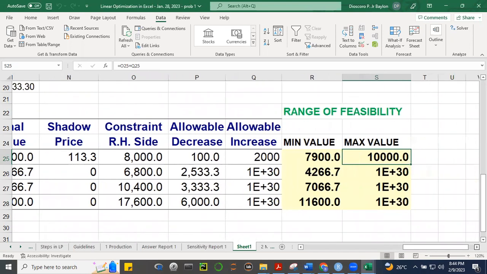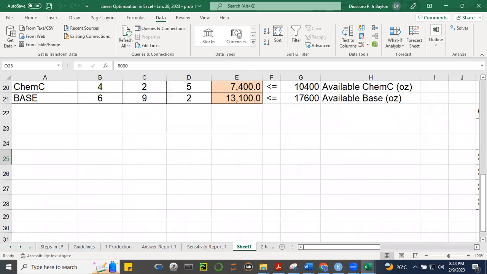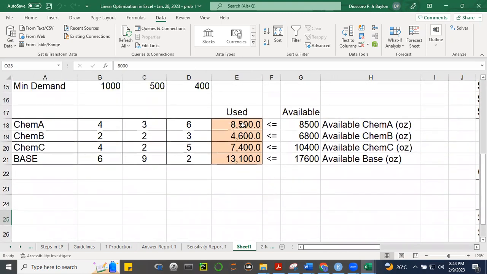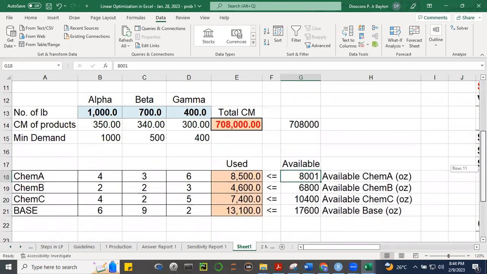Let's make it 8,000. For you to see the change, let's make it 8,001. So gagawin ko tong 8,001 lang, ha? Para isang unit lang yung i-change natin. Kasi kanina 8,500, hindi siya apparent eh. Hindi natin siya makikita kagad, no? So what I did was to change this to 8,001. So what will happen if chemical A was increased by 1 ounce?